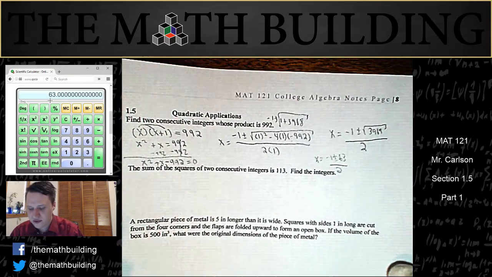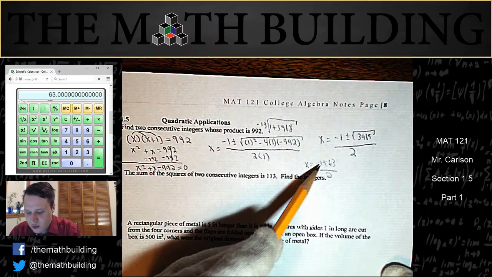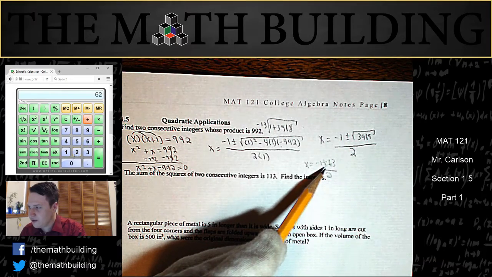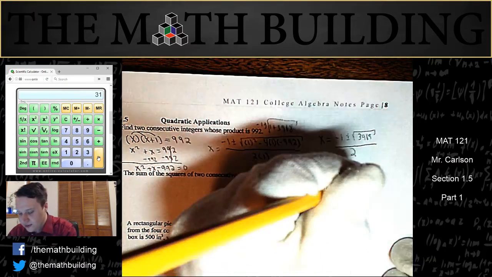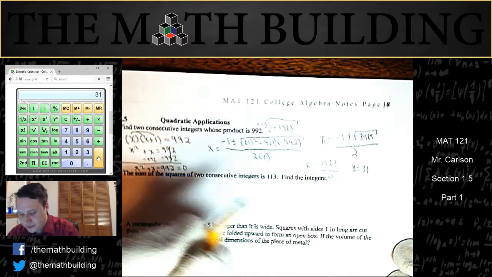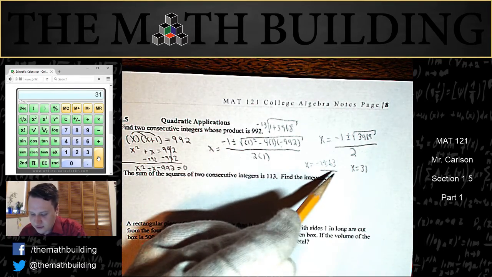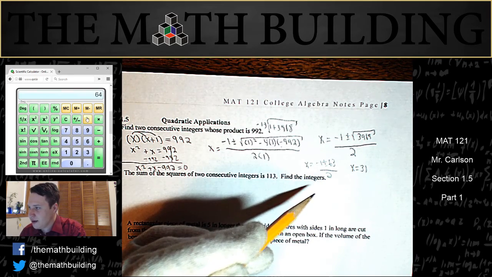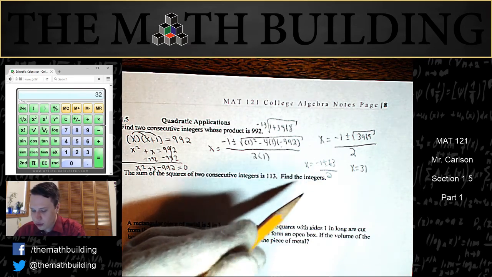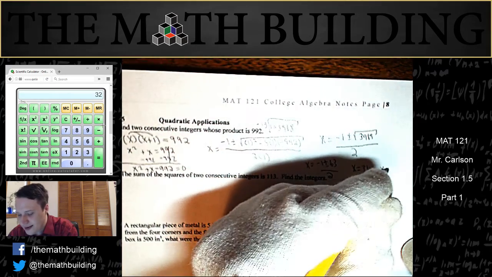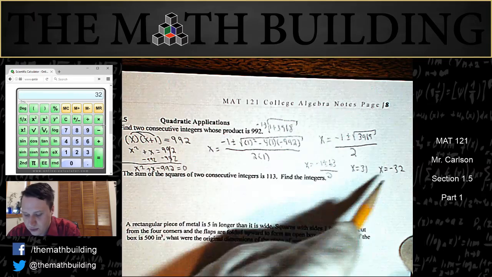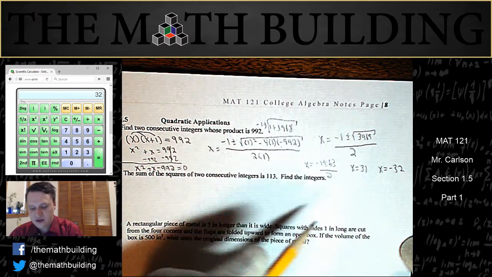So let's find out what those answers are. If I did negative 1 plus 63, that would be 62 divided by 2 is 31. So x equals 31. If I did negative 1 minus 63, that would be negative 64 divided by 2, which is 32, but that would be negative 32, because we did negative 1 minus 63 divided by 2, which is negative.